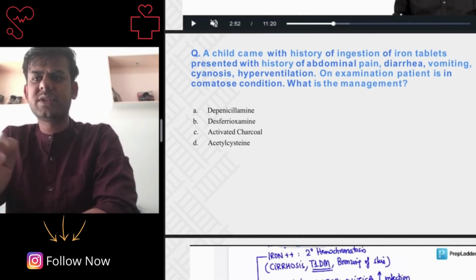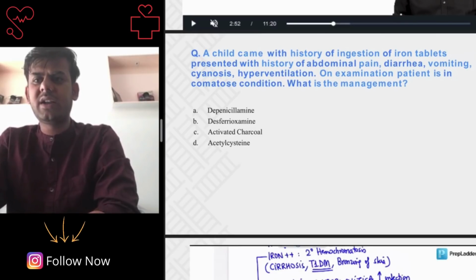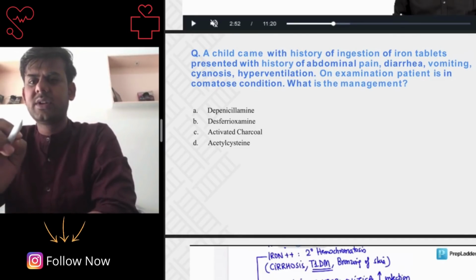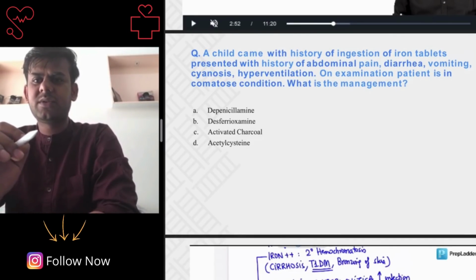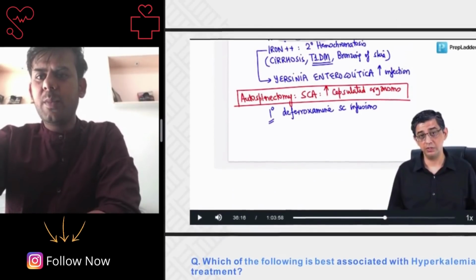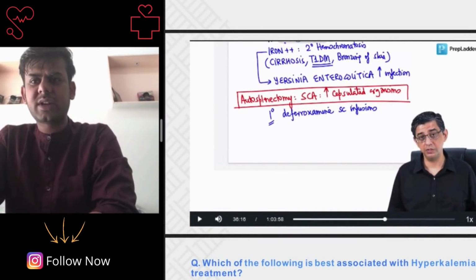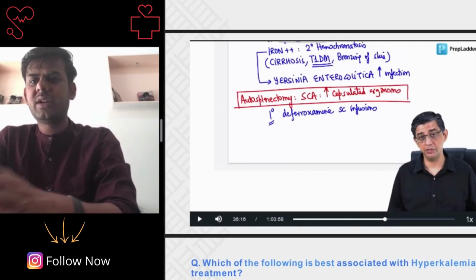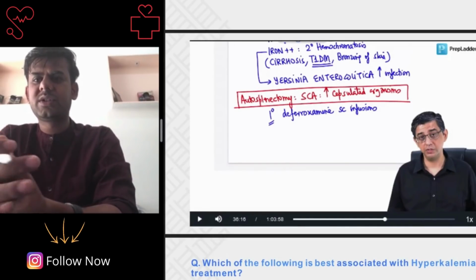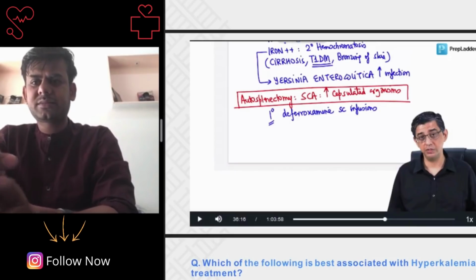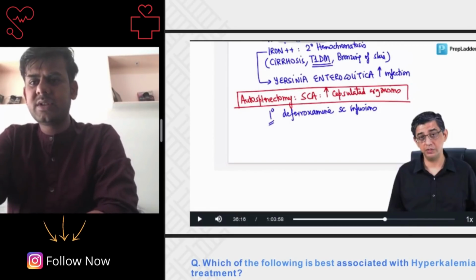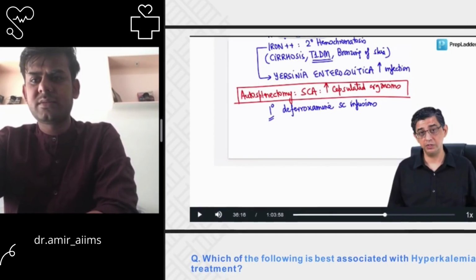Another question was on iron toxicity. There is a scenario of iron overdose. What is the management of iron overdose? You all know management of iron overdose is deferoxamine. What other things can iron cause? Secondary hemochromatosis. It is a long-term illness due to increased iron consumption, but in the short term, it can cause acute toxicity. And treatment of acute toxicity is deferoxamine.